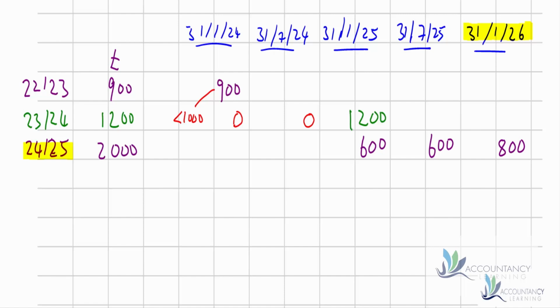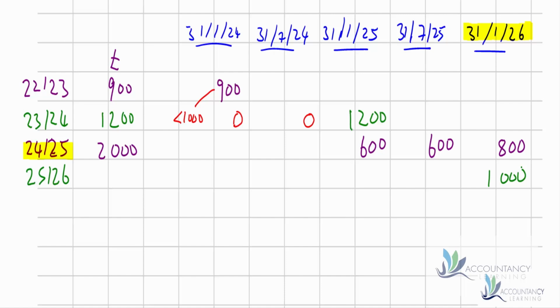And because our 2,000 is more than 1,000, I also need to start making payments on account for the following year. So for the 25-26 year, I need to take that 2,000, divide by 2, and make a payment on account for the following tax year. And I do that on the 31st of January as well. And then, 31st of January 26 was the final year in the question.